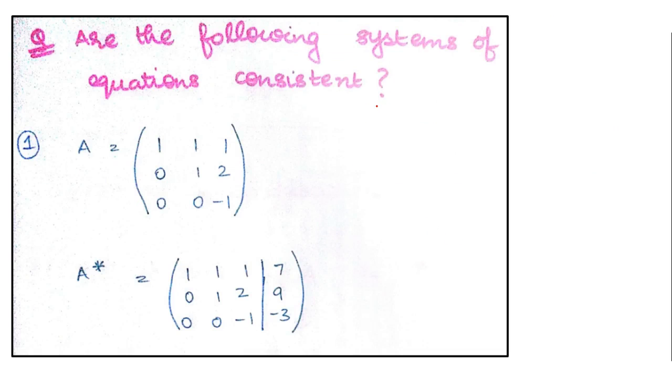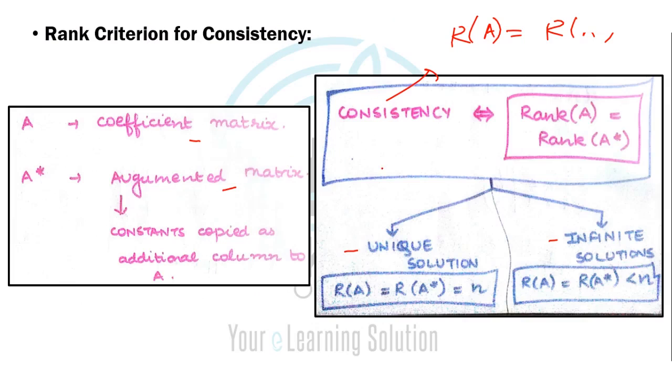So the first type of question that you have here is, are the following systems of equations consistent? And you start with the following steps. You calculate the rank of A, you calculate the rank of A star, you see what the relationship between the two of them is, and you conclude based on these conditions.